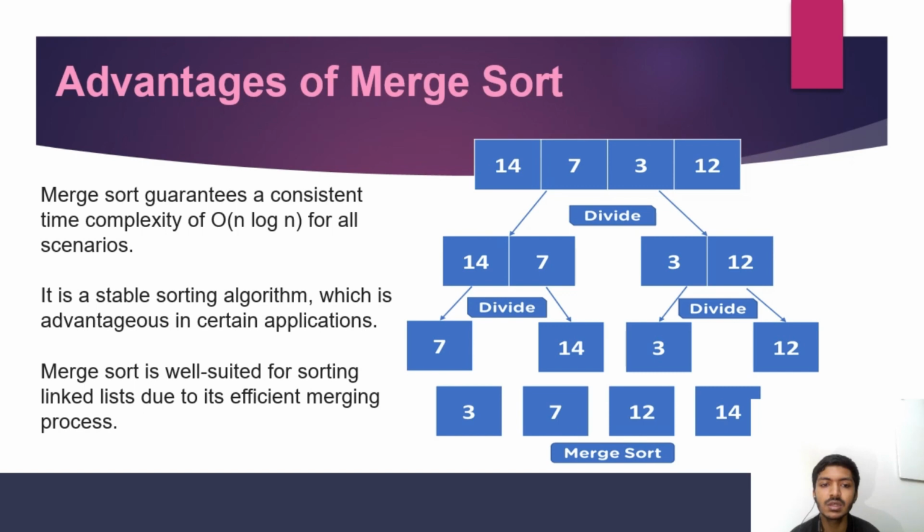The second one is the stability. It is a stable sorting algorithm, which is advantageous in certain applications. By that I mean huge data sets, large databases. In those sorts of applications, merge sort is very essential and very helpful in sorting the huge data sets. It is also very useful in sorting linked lists, due to its efficient merging process.